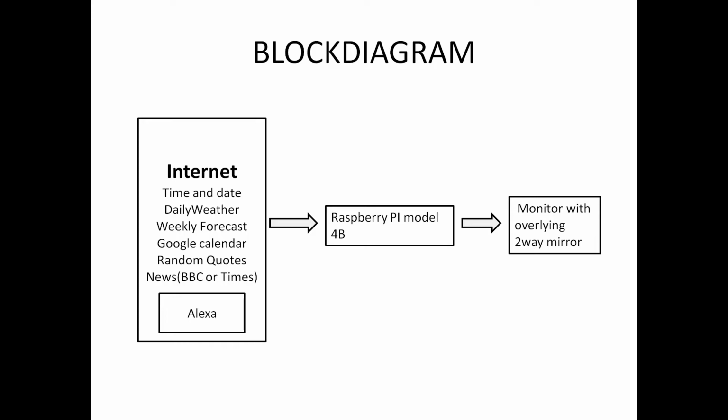So this is the block diagram of our project. The heart of the entire project is this Raspberry Pi 4. To this Raspberry Pi 4 we'll be connecting a monitor. In front of the monitor there will be a two-way mirror, and we get all the data such as time and date, daily weather, weekly forecast, calendar, random quotes, news, etc. And along with it we had installed this Alexa module. Everything will be connected to this Raspberry Pi via internet.